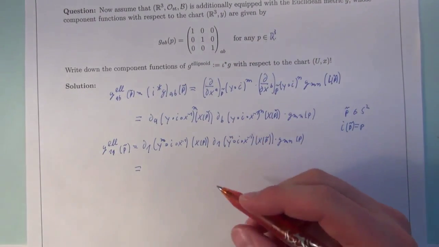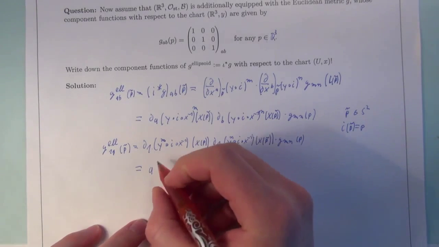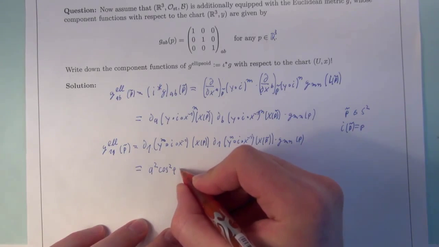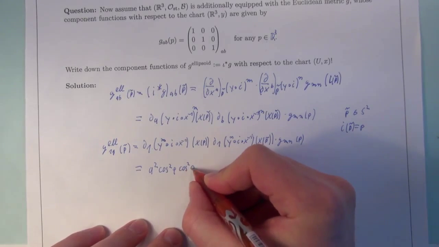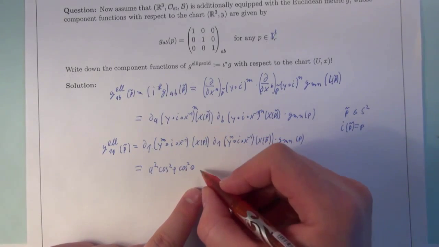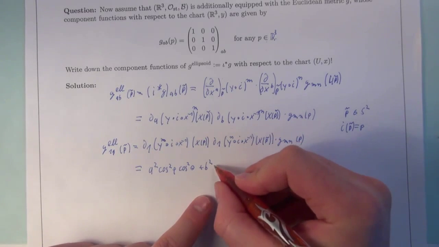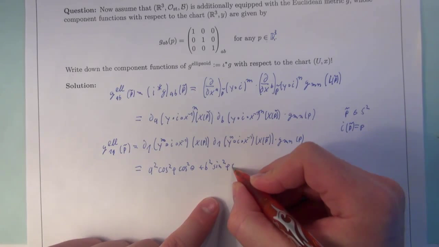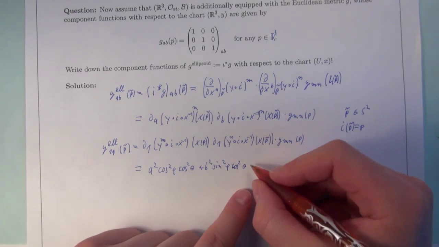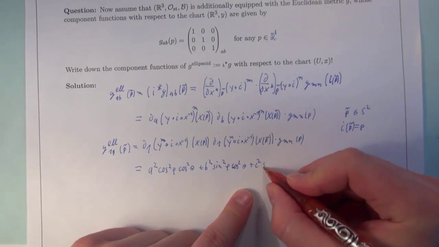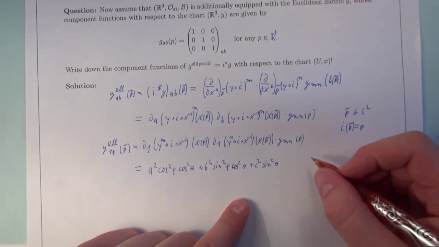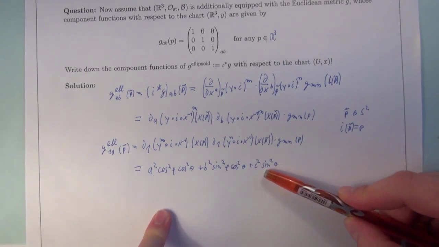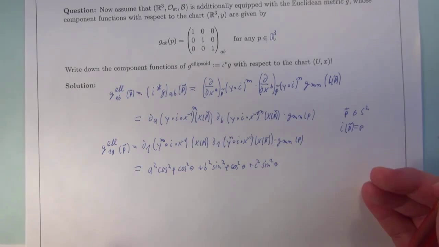Okay, let's do that. And the first thing, it yields a squared cosine squared phi times cosine squared theta plus b squared times sine squared of phi times cosine squared of theta times c squared of sine squared of theta. But in this expression, since a, b, and c are not the same, in principle, we cannot go any further.